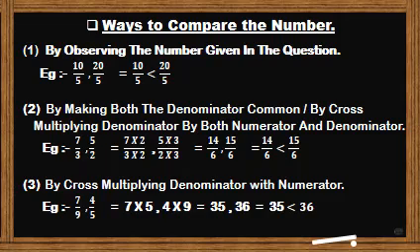Now we can identify which number is smaller and which number is bigger. 14 is smaller than 15, means 15 is bigger.